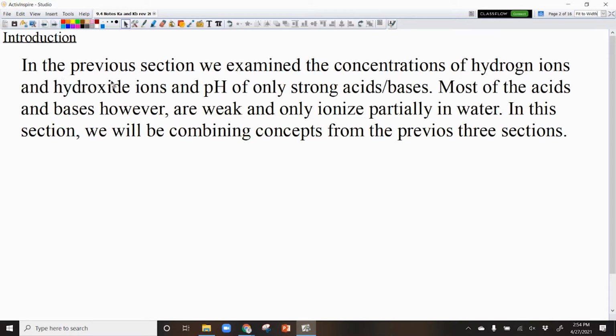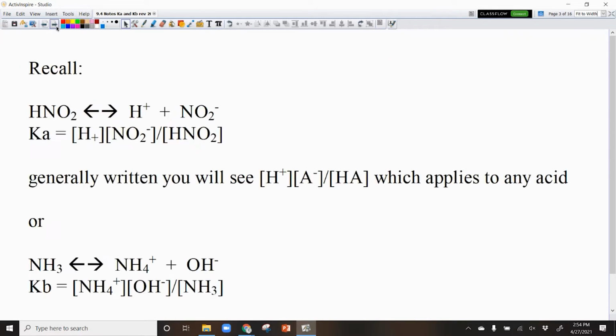All right, so as I mentioned in the previous section, we examined the concentrations of hydrogen ions and hydroxide ions and the pH of only strong acids and bases. Well, that's a very short list because there's only 6 strong acids and 7 strong bases. So most of the acids and bases are weak, and that means that they only ionize partially in water, less than 100%. So in this section, we're going to be combining the concepts from our previous 3 sections. We have 4 scenarios that we're going to go through, but before we do that, let's remember what Ka is.